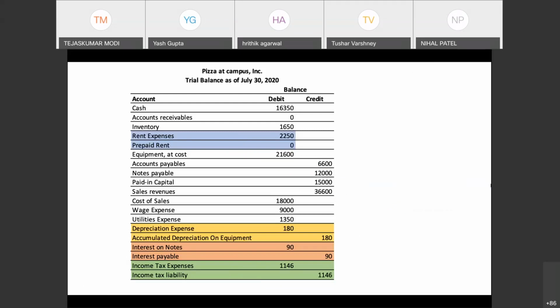Similarly, depreciation account and accumulated depreciation account weren't existing before. Now they exist. Similarly, interest on notes and interest payable were not existing. Now they exist. So the trial balance has changed. Similarly, income tax expense and income tax liability were not there. Now they exist.